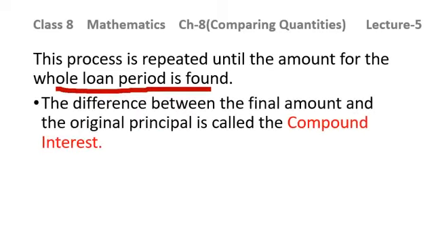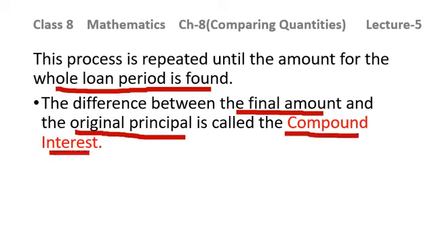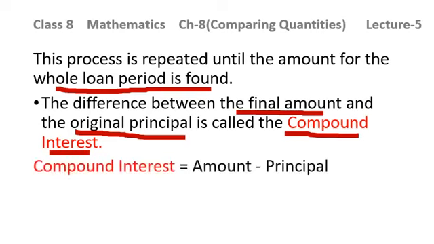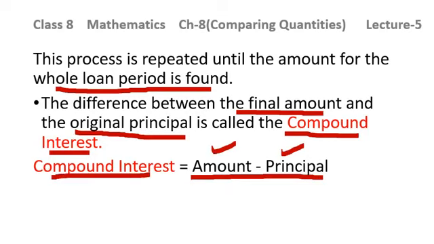So the difference between the final amount and the original principal is called the compound interest. How will you define compound interest? The difference between the final amount and the original principal is called the compound interest and it is written as C.I., that I have shown you in the previous slide. Compound interest is given by amount minus principal. This is the final amount minus original principal. That will give you compound interest, that is CI.